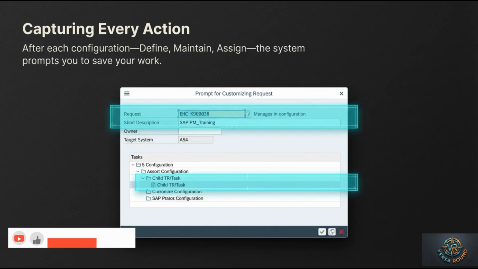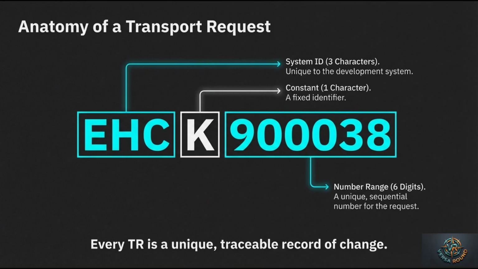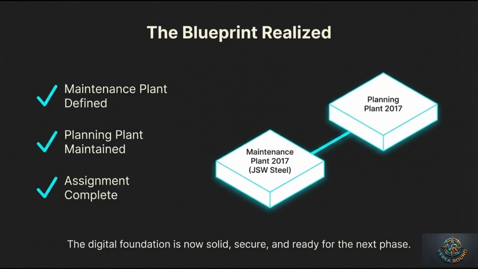Part 6. Capturing the work and the final result. Capturing every action. After each of these configuration steps, SAP will prompt you to save your work into a transport request. This is where you select your personal child TR. Every single change is now captured, tracked, and ready to be moved to the next system. The blueprint realized. And with that, we are done. The digital foundation is solid. We have a defined maintenance plant, a maintained planning plant, and a clear assignment between them. Our JSW Steel plant is now ready for business in SAP.